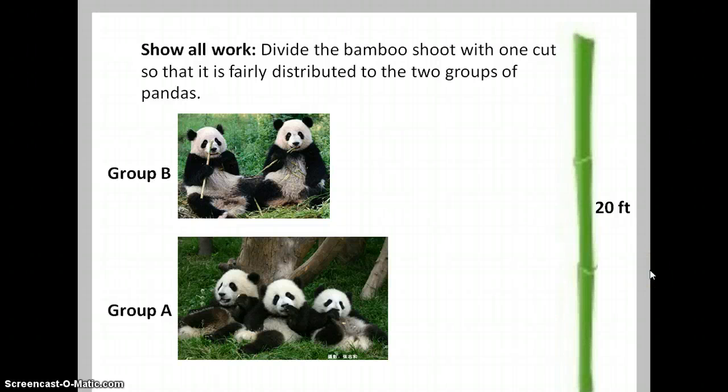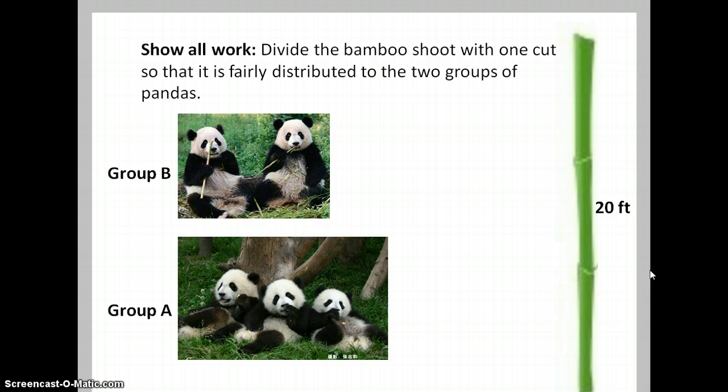Alright, so I'm going to teach you a way to cut segments into given ratios, but first you're going to want to learn how to work with these panda problems. Divide the bamboo shoot with one cut so that it is fairly distributed to the two groups of pandas. So we're going to cut it once, and so that way it's fair.